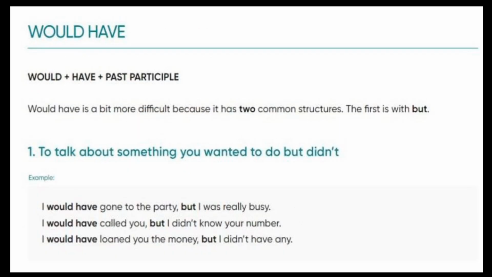Now let's look at the phrase would have. Would have is a bit more difficult because it has two common structures. The first one with but. To talk about something you wanted to do but didn't. For example, I would have gone to the party but I was really busy. I would have called you but I didn't know your number. I would have loaned you the money but I didn't have any.